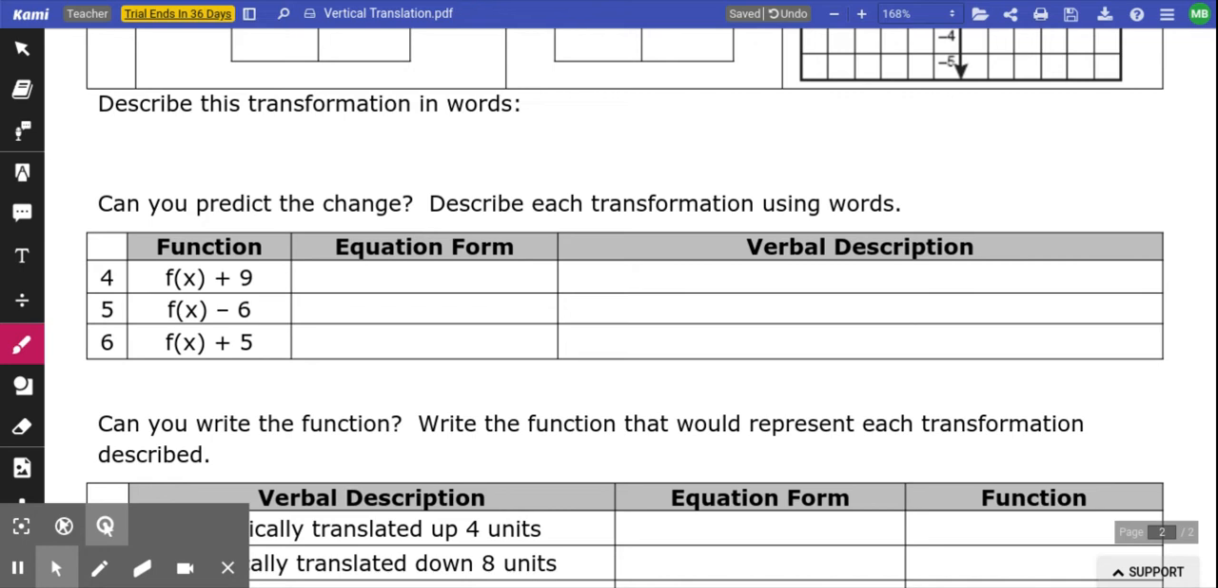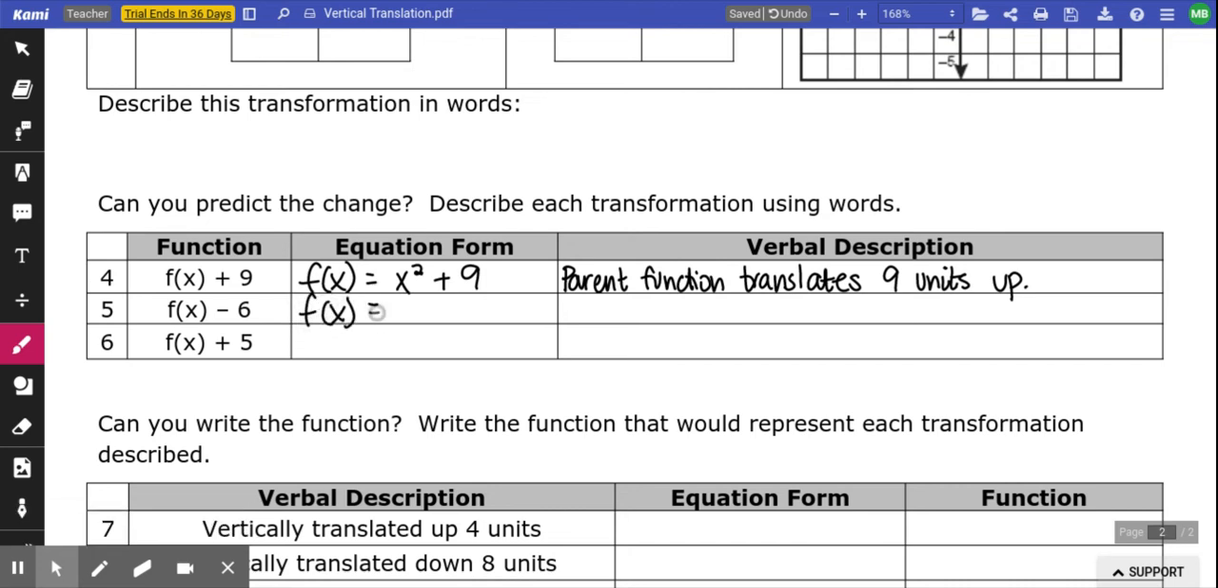Let's look at a few predictions. Our first one says if I take the parent function and I apply the transformation f of x plus 9, I want to describe what's going to happen to it and what it would look like. My new equation would be f of x is equal to x squared plus 9. And my description is the parent function would translate 9 units up. On my next one, f of x minus 6, my new equation would be f of x is equal to x squared minus 6. And this time, the parent function would translate 6 units down.